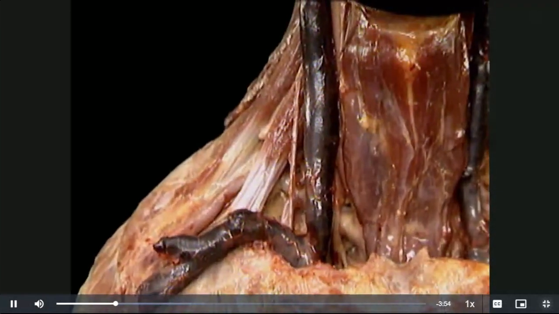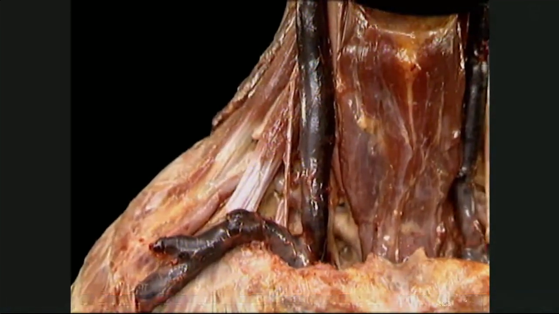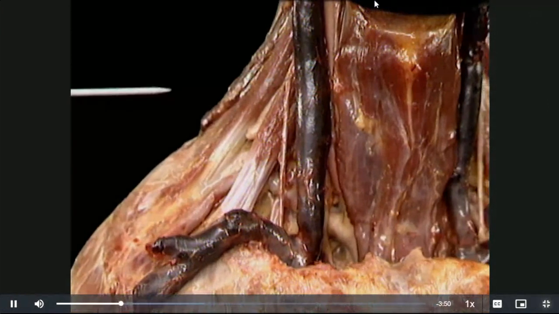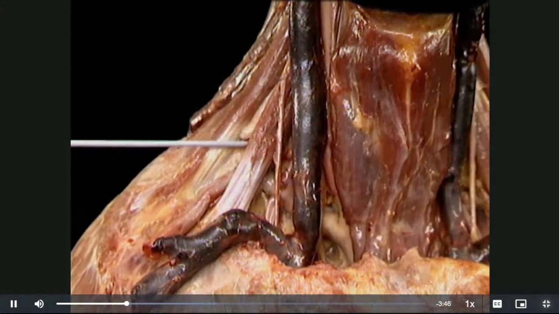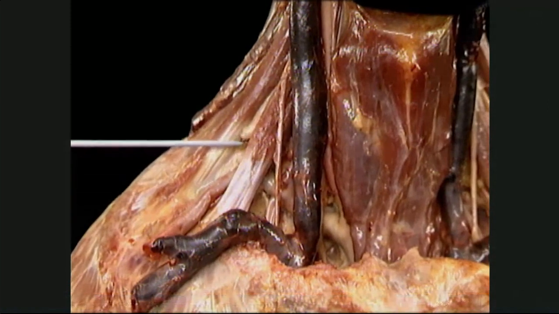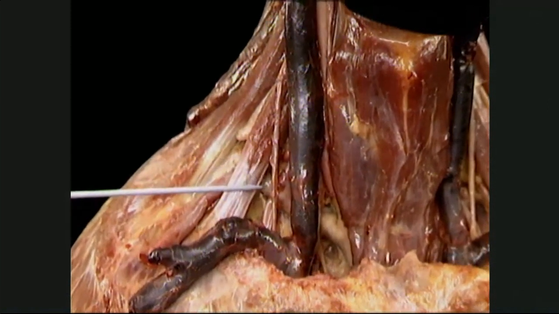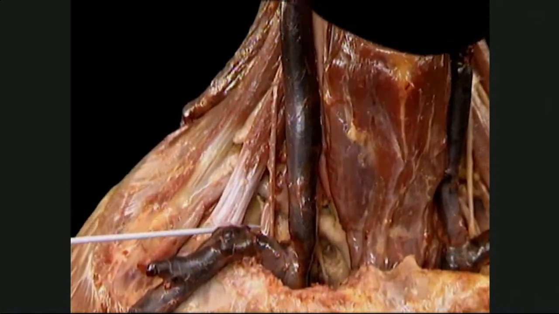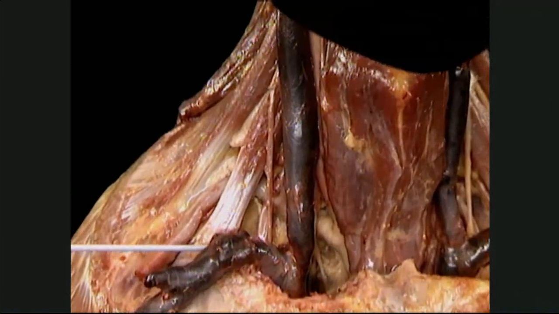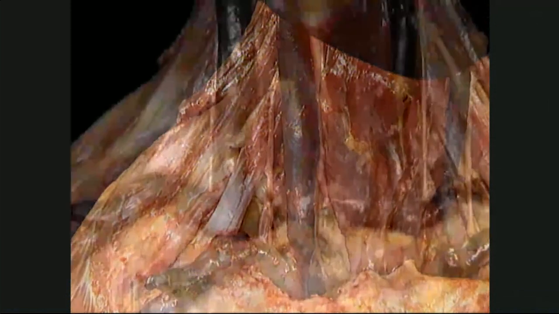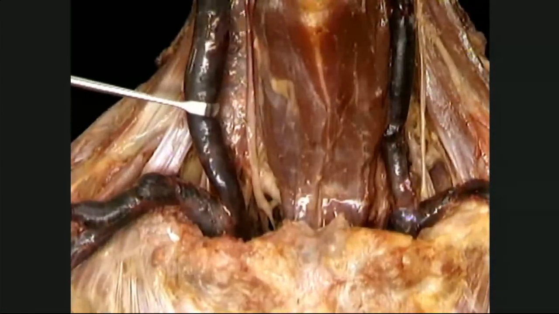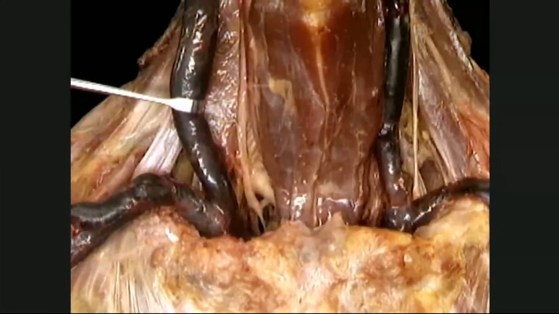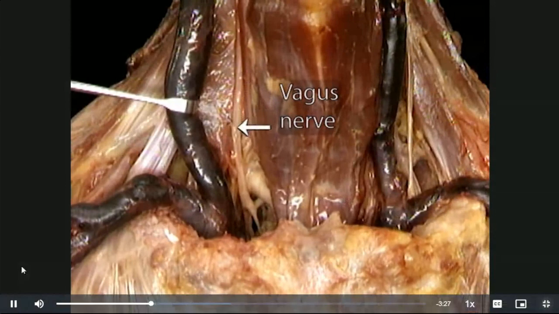In this dissection, the clavicles and the sternocleidomastoid muscles have been removed. Here's the phrenic nerve. It runs down on the front of the anterior scalene muscle and passes in front of the subclavian artery and behind the subclavian vein. To see the vagus nerve, we'll retract the internal jugular vein. Here's the vagus nerve.